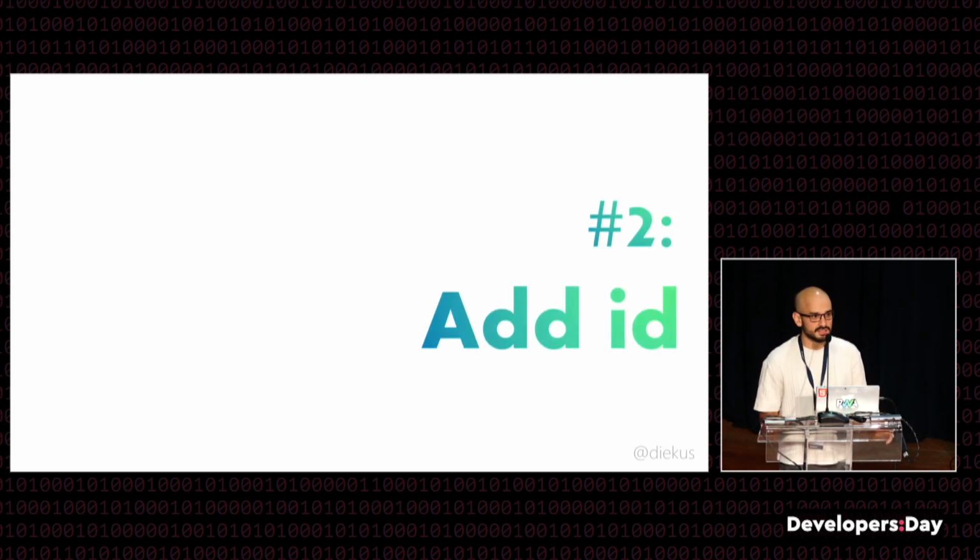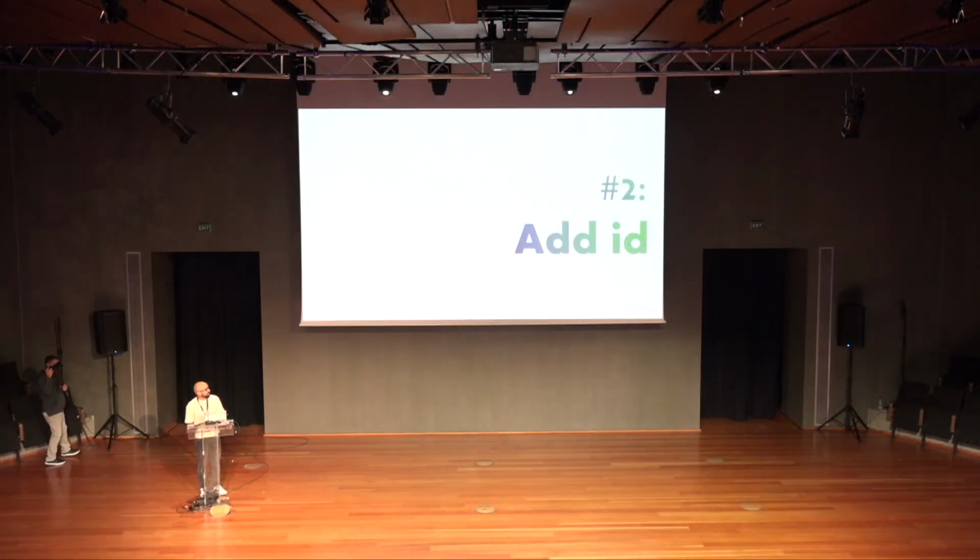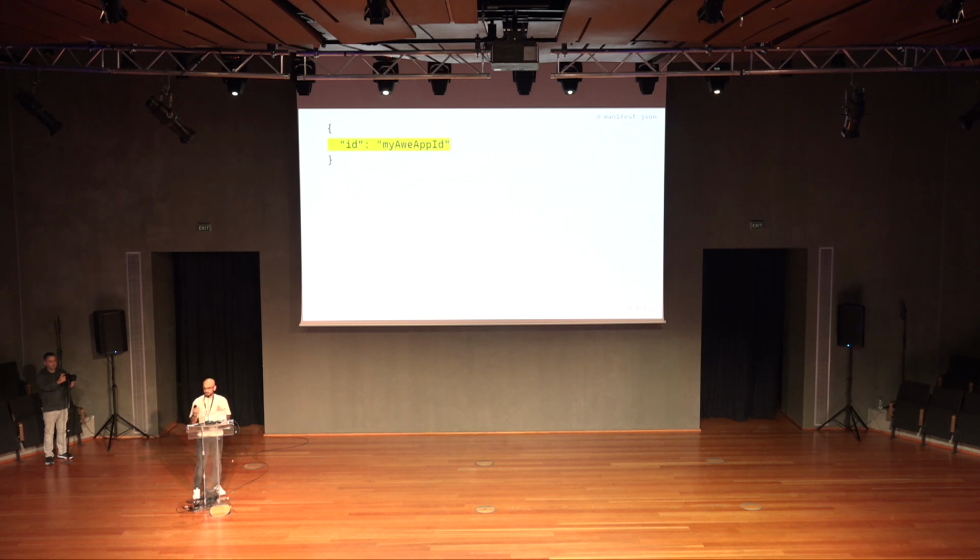Fairly easy. The second one is add an ID. And this is a very new concept that we're still trying to push developers to get behind, the idea of an ID. It basically looks something like this. We get the manifest file, we open it, and we are going to add an ID, and we're going to put any string that we want.